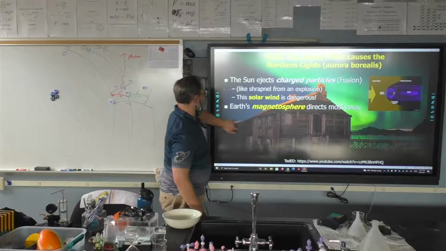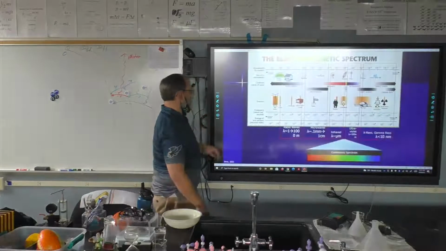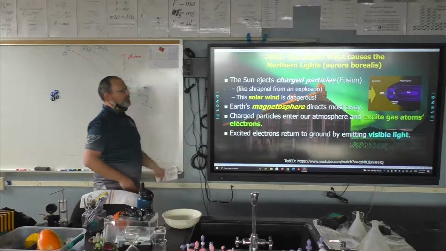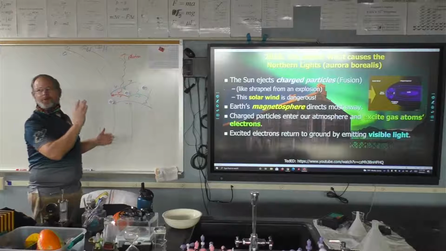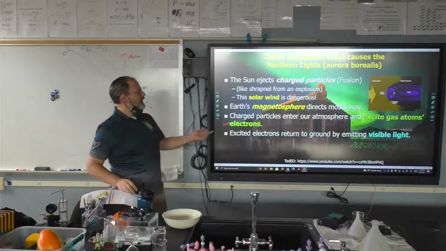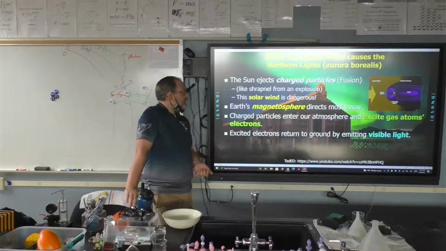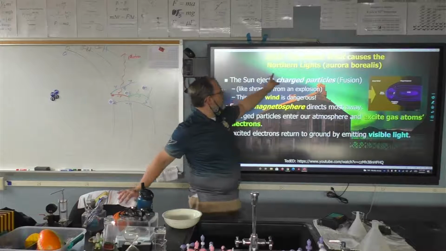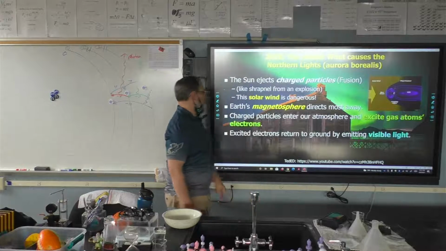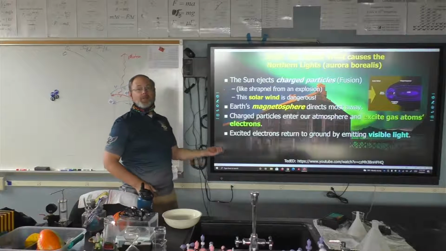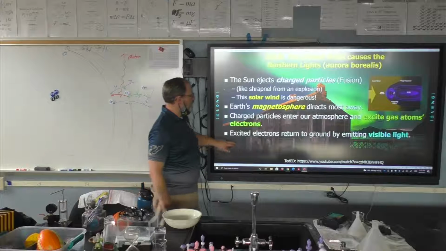So the charged particles strike our atmosphere, bounce off the atmosphere, lose energy, and they cause the gases in our atmosphere to get excited and give off visible light. And that's why you get these crazy bands of light in the atmosphere. Pretty neat. You'll have to travel 1,000 miles to see them, but still pretty cool.